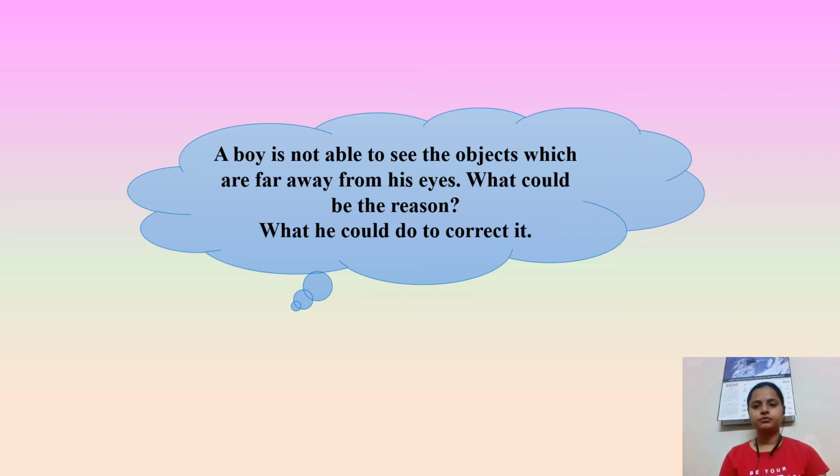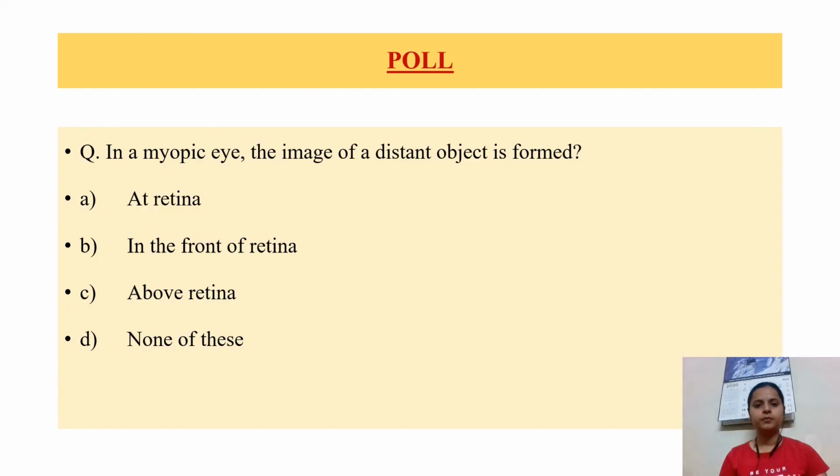So now let's move further. So there is another question for you. In a myopic eye, the image of a distant object is formed at retina, in front of retina, above retina, none of these. So here are the four options and you need to choose the right option. So you can write your answer in the chat box. So yes, the right option is in front of retina. Okay, in a myopic eye, the image is forming in front of retina.